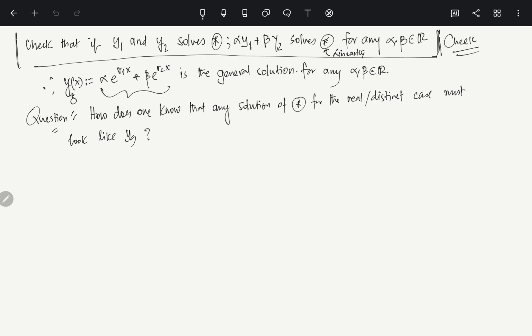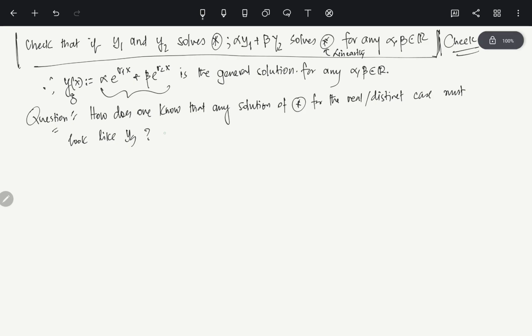So what is the family? If you are varying alpha, beta, let's say alpha equals 0, you have beta times e power r2 x. Alpha equals 1 and beta equals 0, you get e power r1 of x. All possible combinations are the linear combinations. So it says that all possible solutions will look like this. So what is the guarantee?